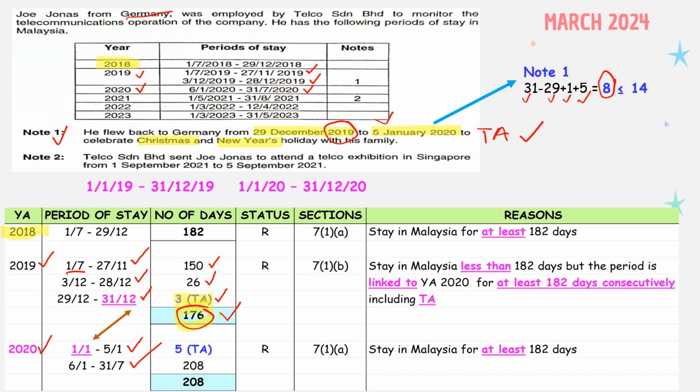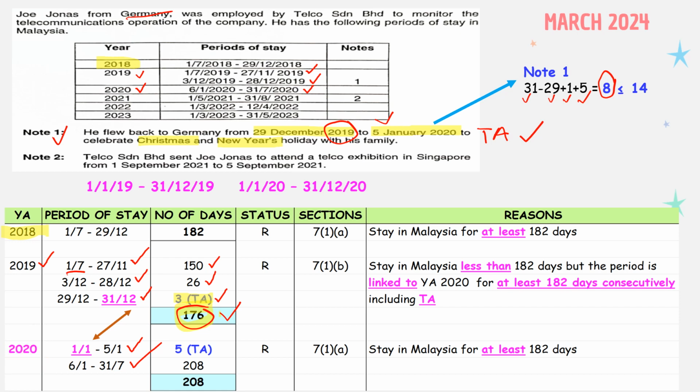Link 2 means we need help from next year. So next year is YA 2020. Okay, let me highlight this one. YA 2020. Okay, what kind of help? 182 days consecutively. Okay, now everyone, I want you to imagine.